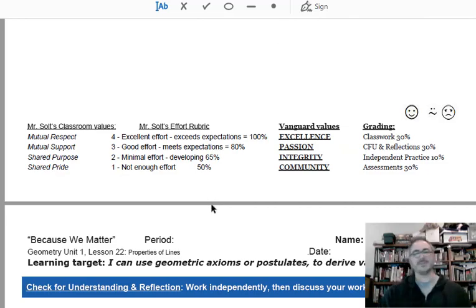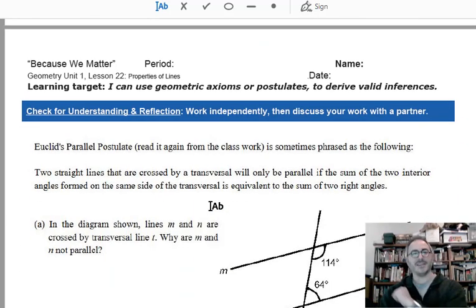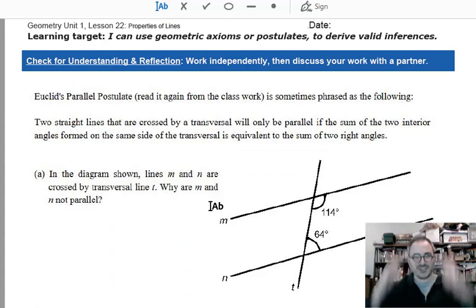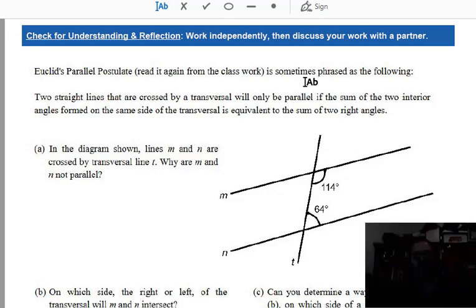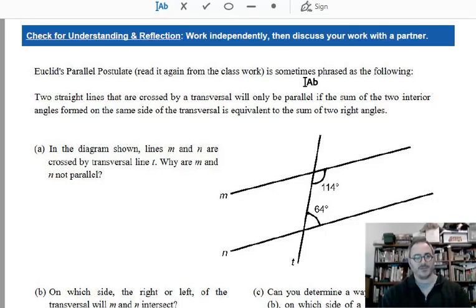We're using geometric axioms and postulates to derive valid inferences using that geometry mind. I've been talking about that logical brain of ours. Okay, and I'm going to pull Euclid's postulate back out for the check for understanding. I'm going to mostly have you do this. I want to see what you can do with this. Let's pull Euclid's parallel postulate.